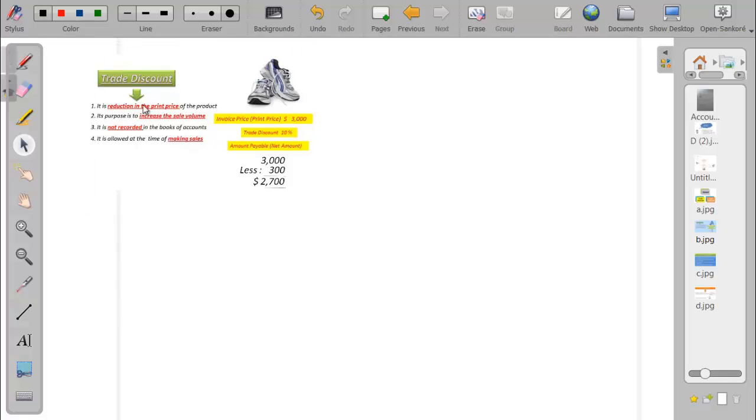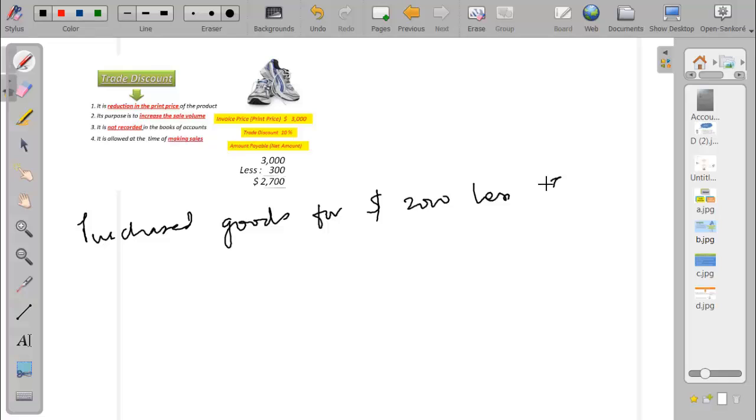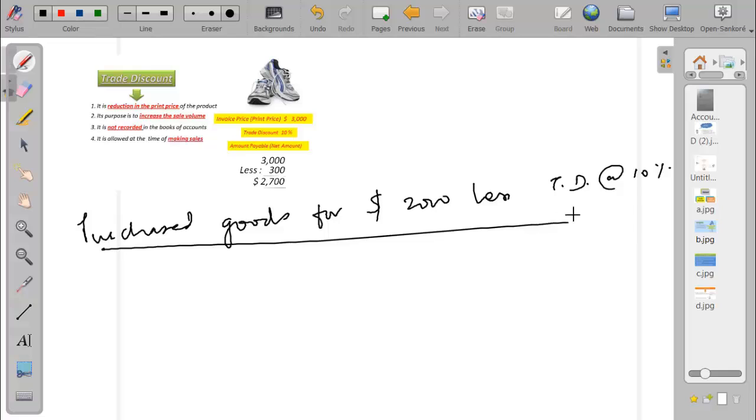Now see, the transaction will come in this manner. Purchased goods for $2,000 less trade discount at the rate of 10%. So this is the transaction. Getting my point? Purchased what? We purchased goods for $2,000. This is the print price.